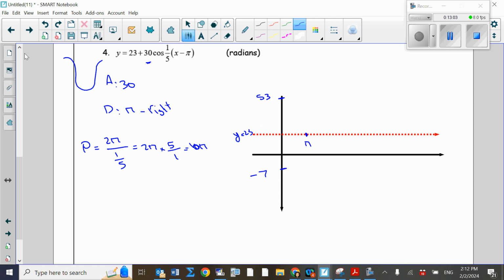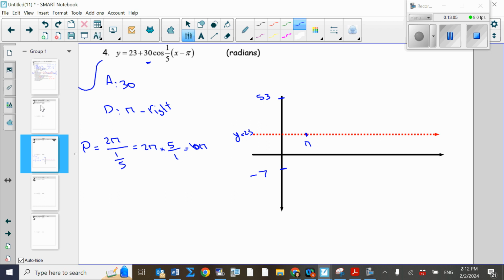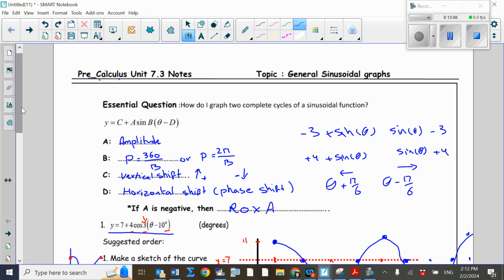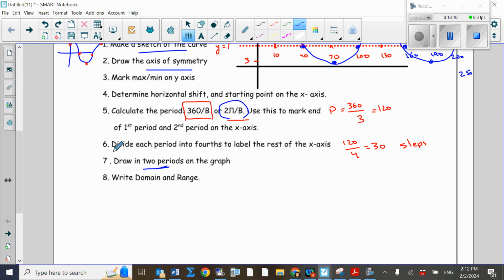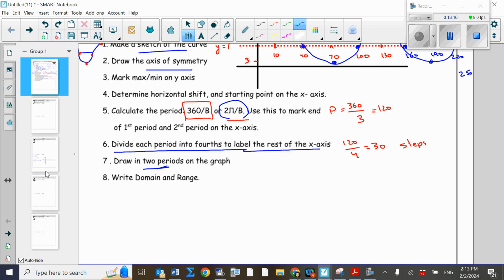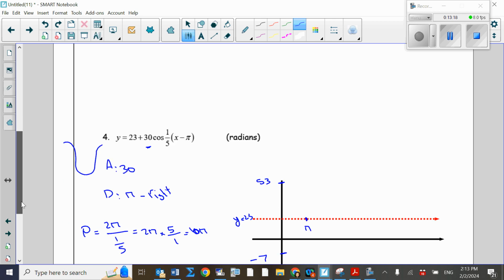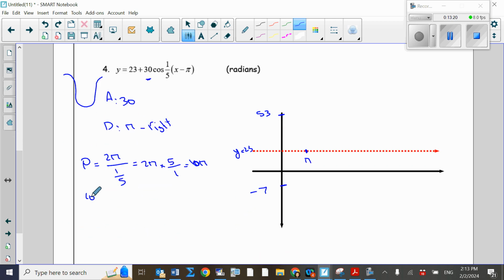Next, we need to find the critical points, the steps between the critical points. We need to divide each period into fourths and label the rest of the axis. So I'm going to go here and divide the 10 pi by 4. I can simplify this. 10 divided by 2 is, oh, I'm sorry, 10 divided by 2 is 5.